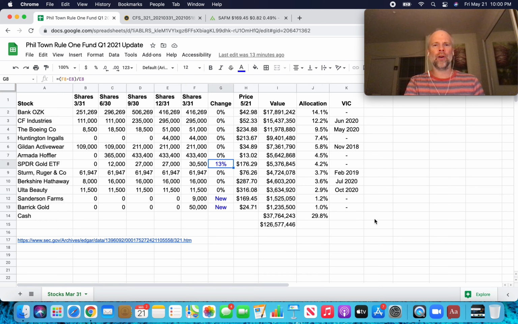May just be a way for Phil to build his position in gold without going all in the gold ETF. Get exposure to gold through a cash generating business rather than a commodity that doesn't produce anything like this ETF. So that's the picture. We've got a cash position just shy of 30%, which is still a very strong cash position, right? We can see Phil didn't do all that much, at least in the way of stocks in the first quarter.